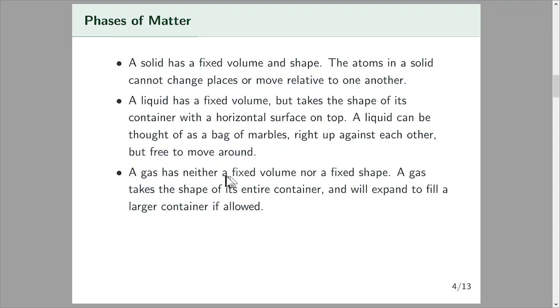In a gas, you have neither a fixed volume nor a fixed shape. A gas takes the shape of its entire container, no flat surface on top. It just fills up the whole container, and you can pour it into a larger container if you want. Whereas liquid always has a fixed volume. If you put it in a wider container, it'll be shallower. You take a cup of water, pour it into a wide container, it'll make a lower height. Not true with a gas. A gas will just expand to fill whatever shaped object it's contained within.